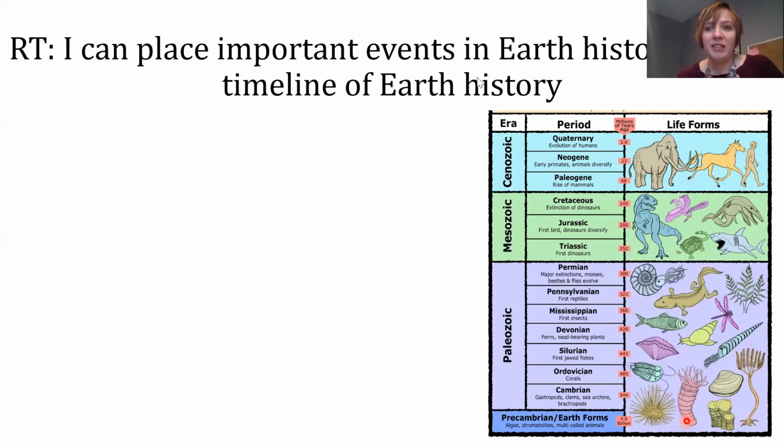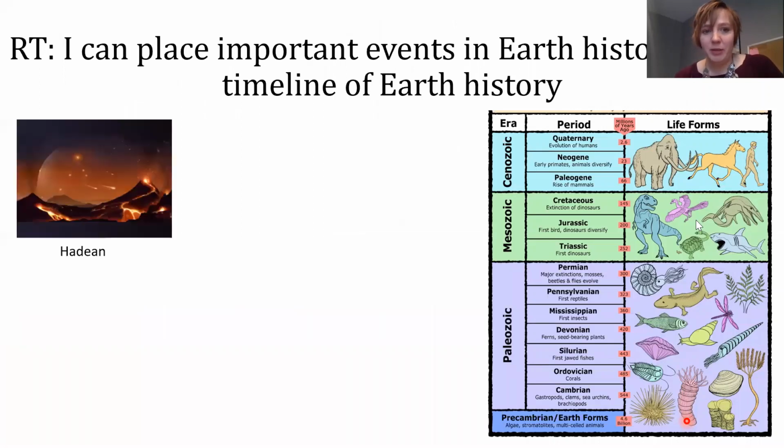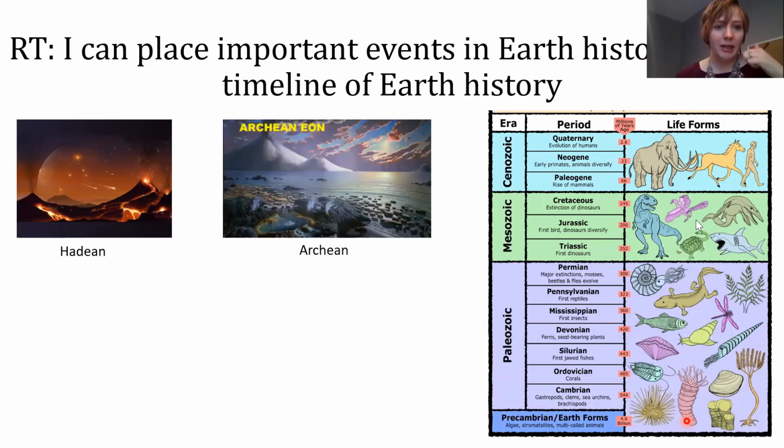I can place important events in Earth history onto a timeline of Earth history. So if we start at the beginning, we actually have the Hadean eon, when Earth forms, our first crust forms, the Earth gets its moon. This period is when we had extensive volcanism occurring on the planet. This was followed by the Archean, when we have our first single-celled organisms, and they begin to oxygenate the atmosphere. The early atmosphere was very, very different than today's oxygen-rich atmosphere.